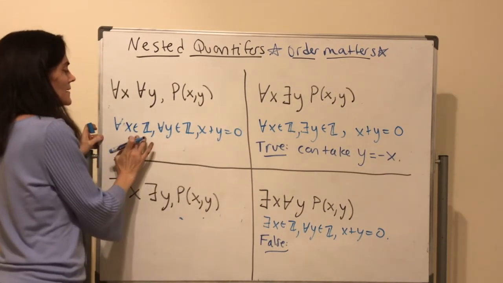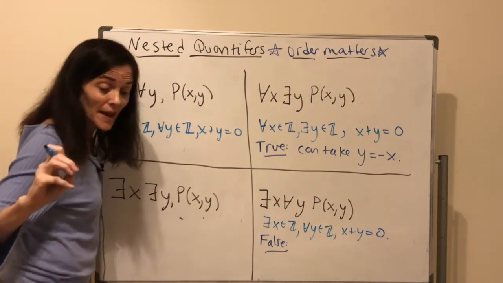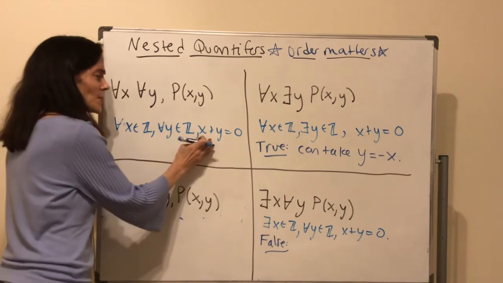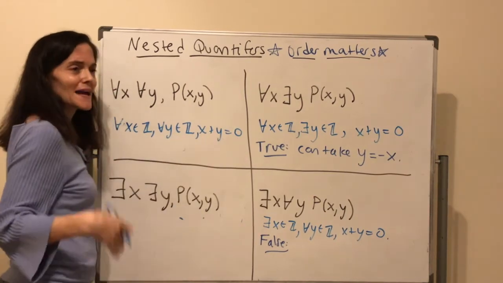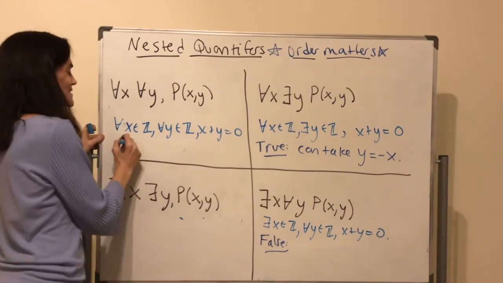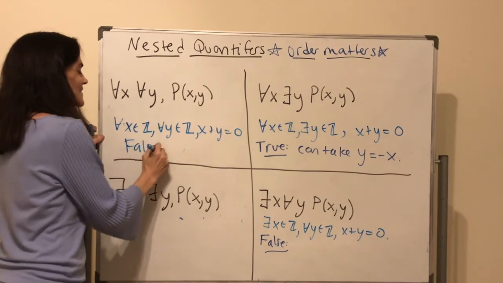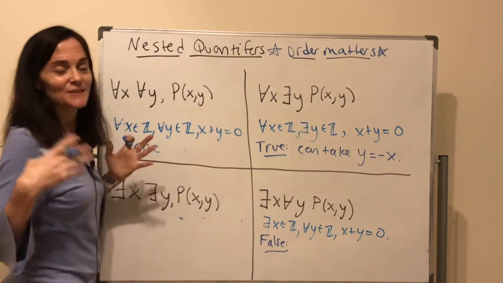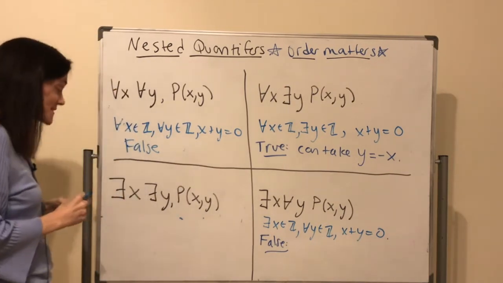This would say for every ordered pair x comma y in Z cross Z, if you add them up, x plus y, you get 0. No, this is false. You can take, for instance, x is 1, y is 1. We get 1 plus 1 is 2, not equal to 0. This is a false statement.